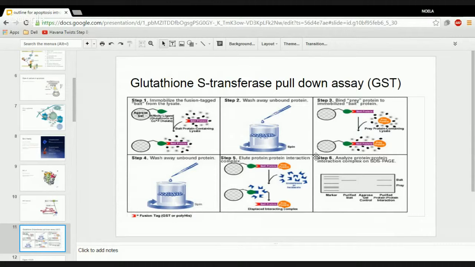Next, the prey, which in this study is BH4, is then bound to the bait and washed to remove any unbound prey, or BH4. After washing, the ligand-bait-prey complex is then eluted and analyzed using SDS-PAGE gels.